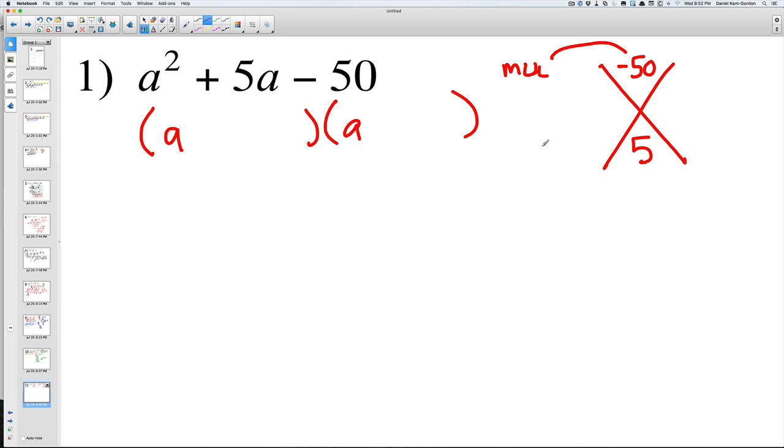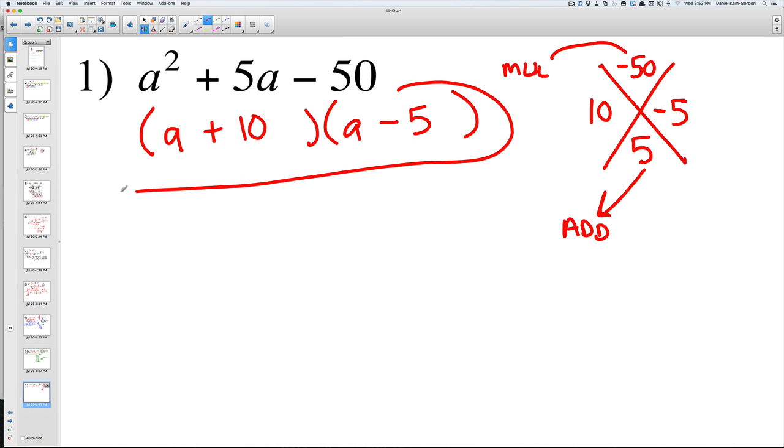And so we have to figure out two numbers that add to 5 and two numbers that multiply to negative 50. And obviously that's going to be 10 and 5, because we need one of them to be negative to make this negative, and we want it to be this one because 10 plus negative 5 is 5. And we know that 10 times negative 5 is negative 50. So the answer is going to be a plus 10, and since this is negative, a minus 5.